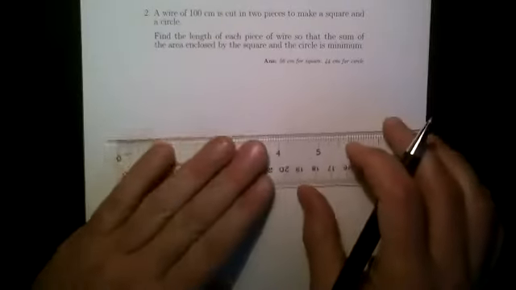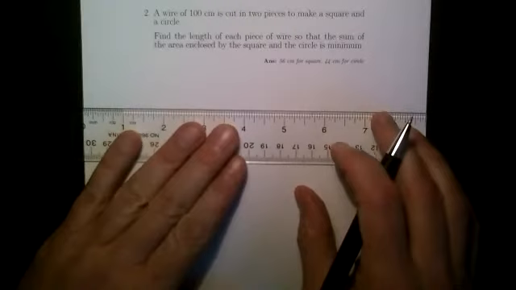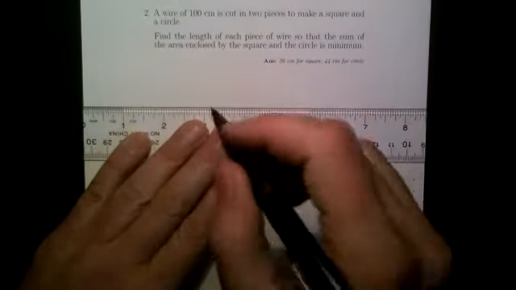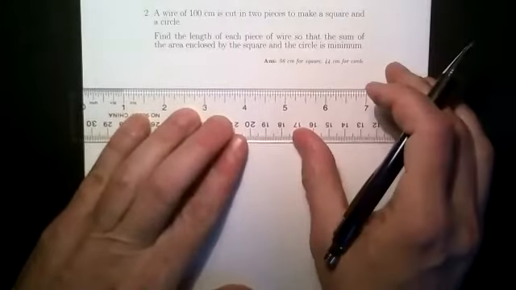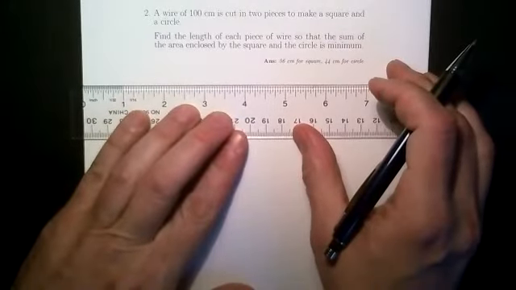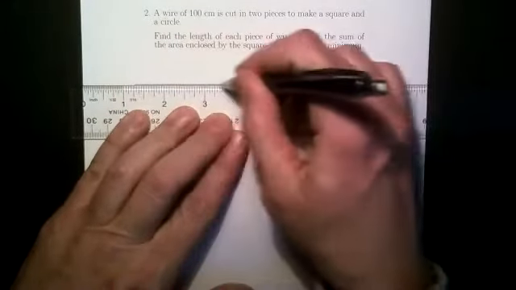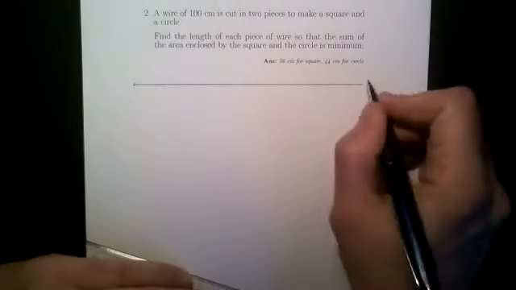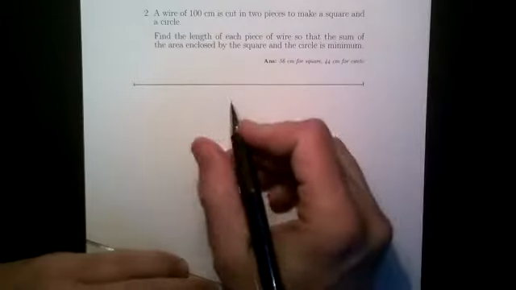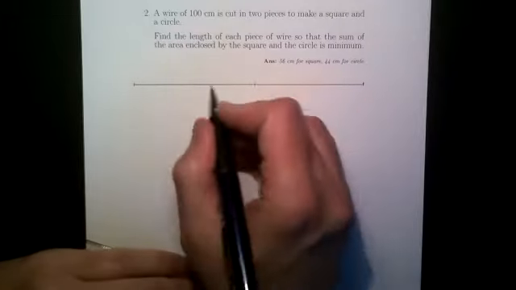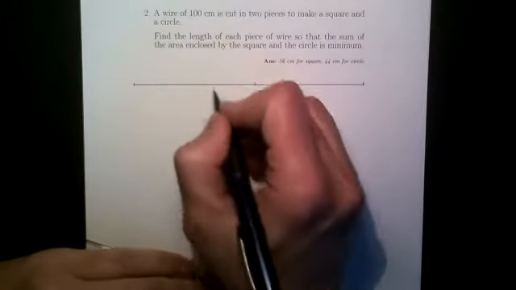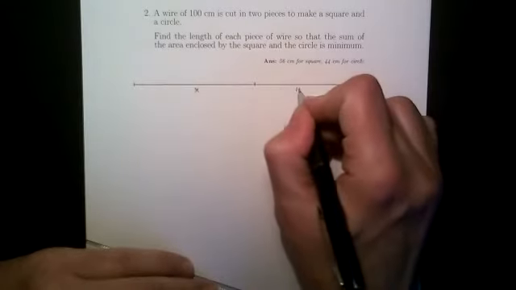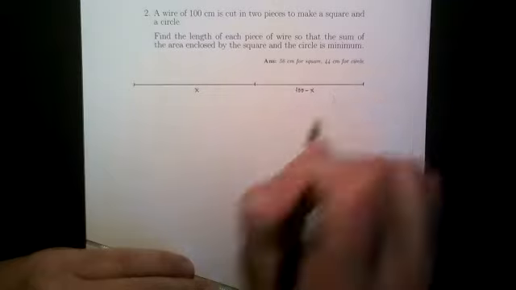Let me express the situation this way. So we have a wire that's 100 centimeters, which I'm going to cut in 2 pieces. The first piece I'm going to cut at a length of x, and the other piece, of course, will be 100 minus x.